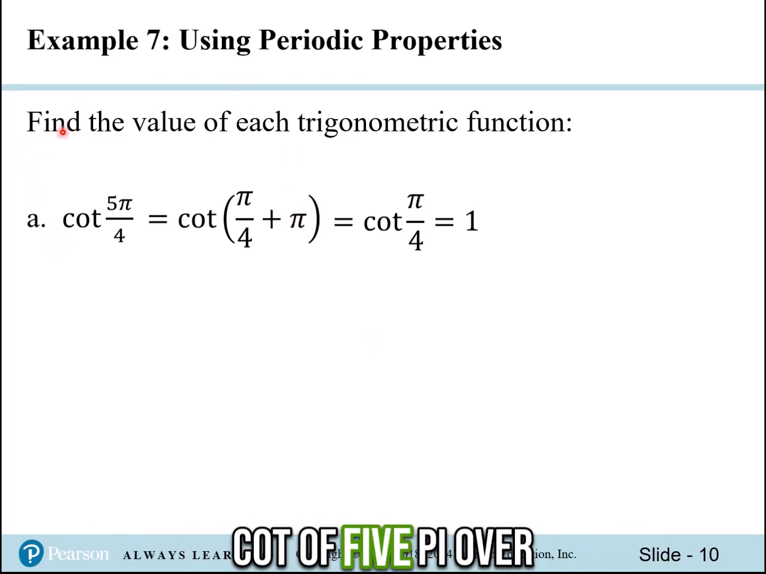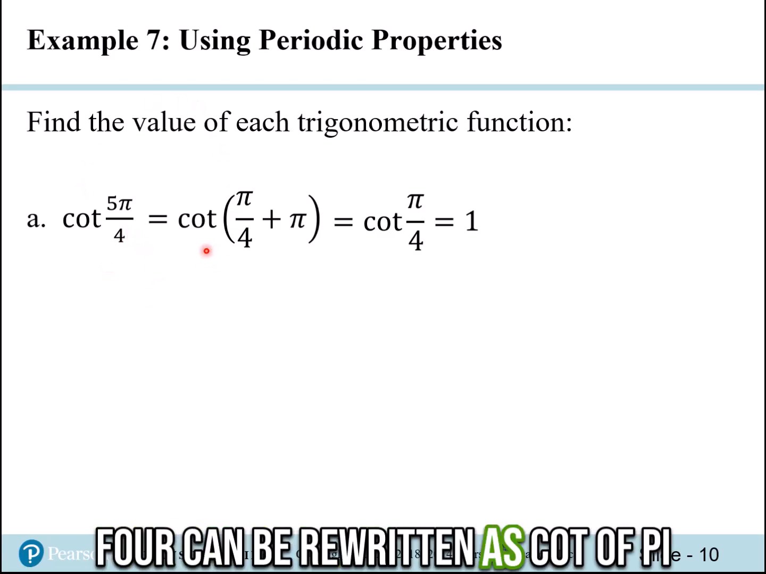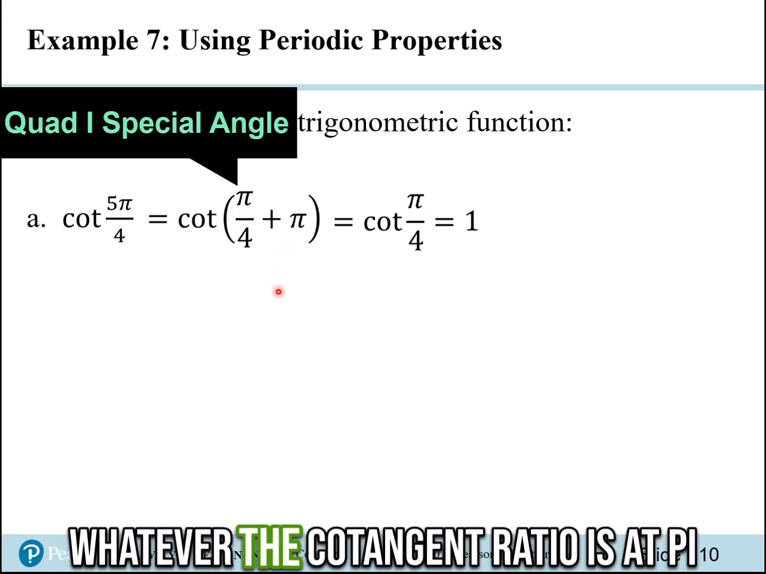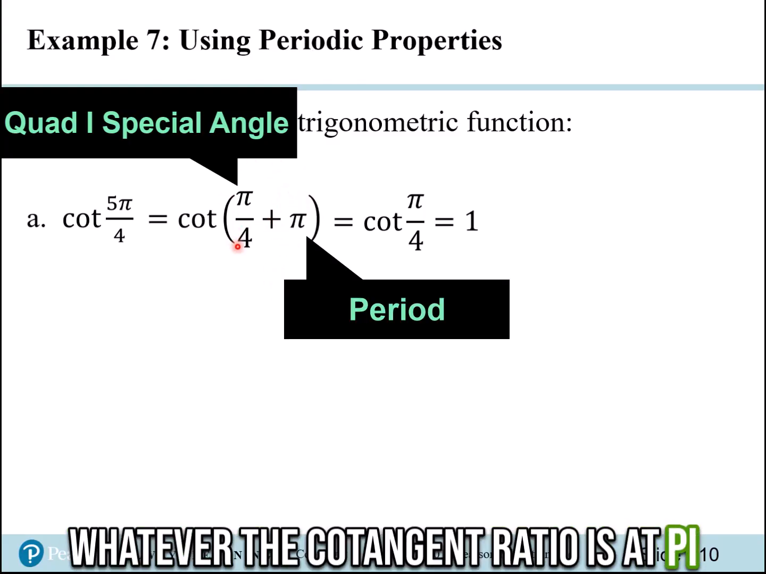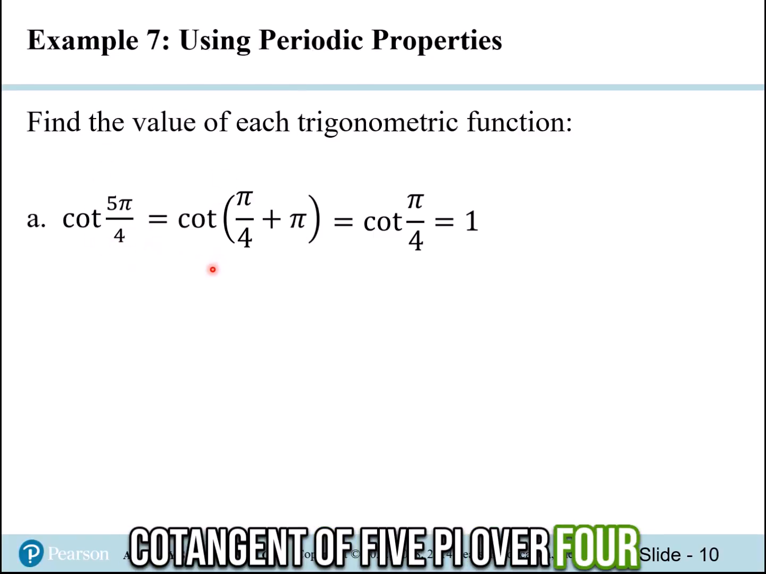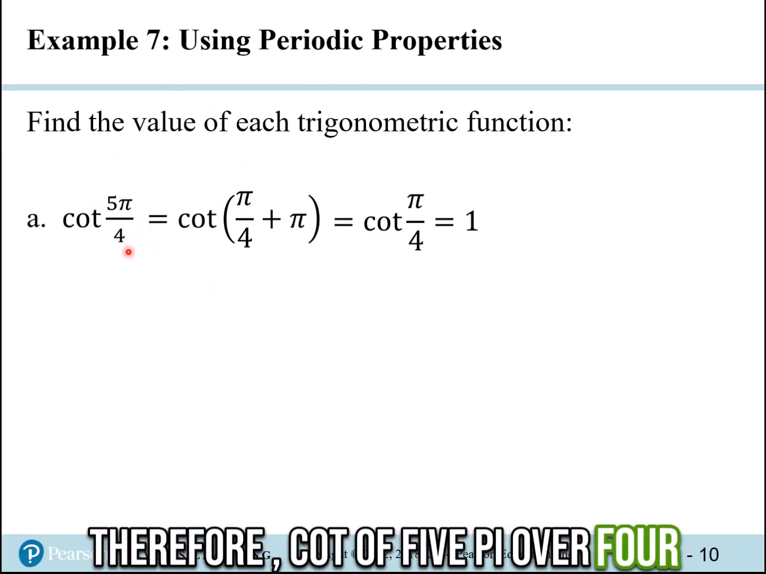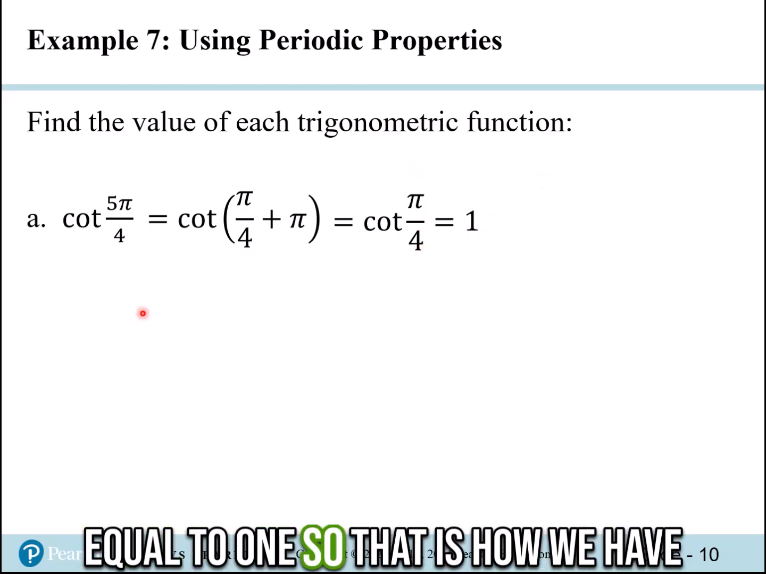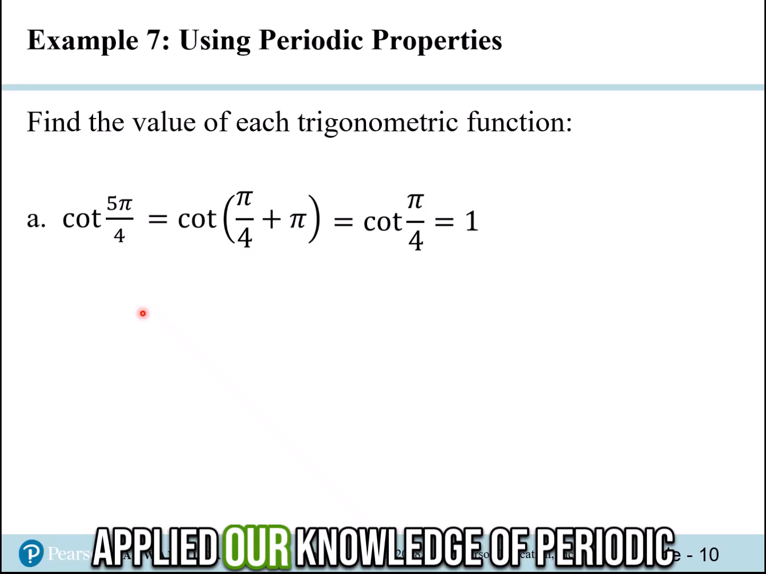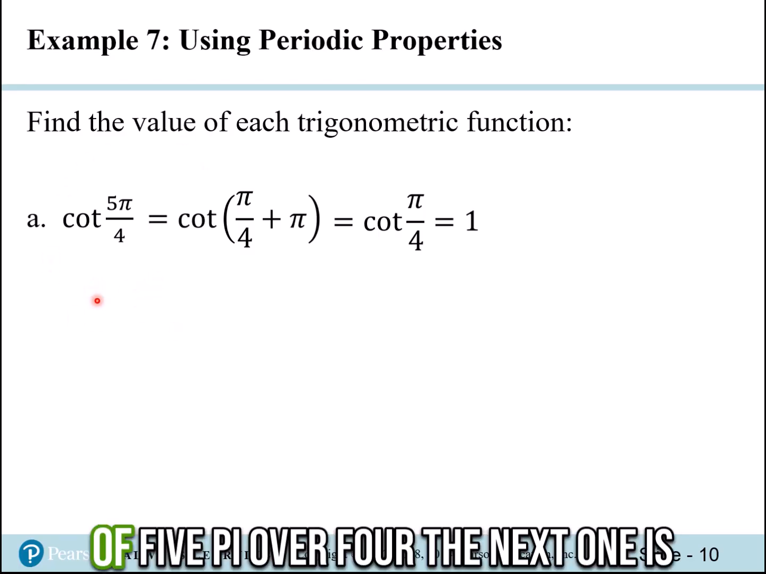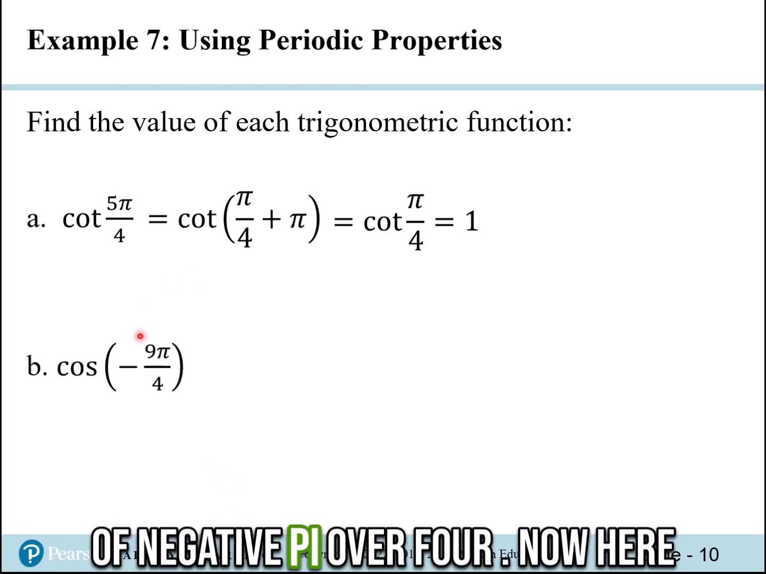So cot of 5 pi over 4 can be rewritten as cot of pi over 4 plus pi, which means that whatever the cotangent ratio is at pi over 4, it'll be the same for cotangent of 5 pi over 4. Therefore, cot of 5 pi over 4 equals cot of pi over 4, which is equal to 1. So that is how we have applied our knowledge of periodic properties to find the cotangent of 5 pi over 4. The next one is cos of negative 9 pi over 4.